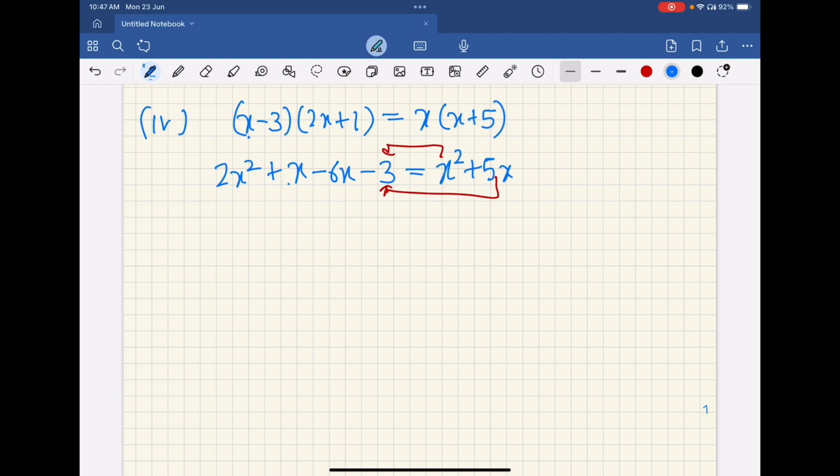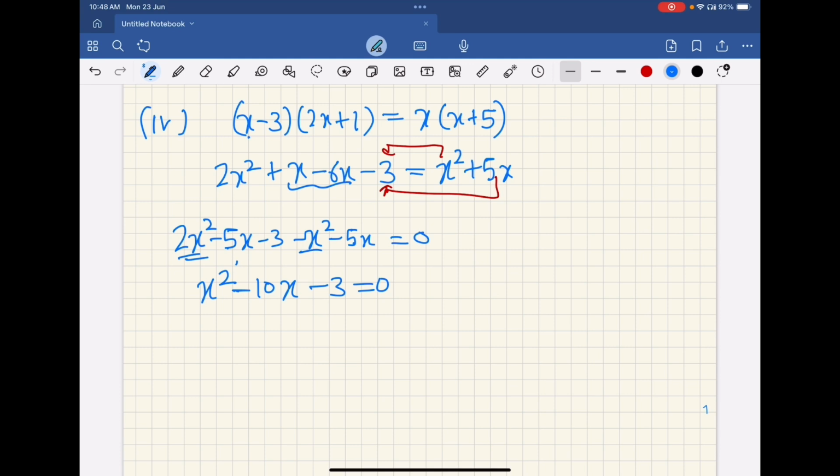So here x minus 6x became minus 5x. So first let us simplify the left hand side. And now plus x square comes this side becomes minus x square. Plus 5x comes this side becomes minus 5x. Now 2x square minus 1x square is x square. Minus 5x, same sign, so they add. So 10, and the sign is negative, so minus. So minus 10x minus 3 equals 0. What is the degree? 2. So it is quadratic equation. Okay.